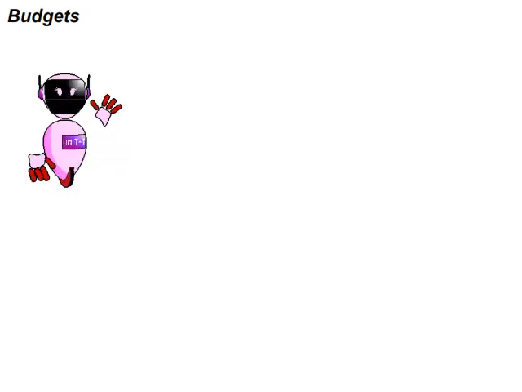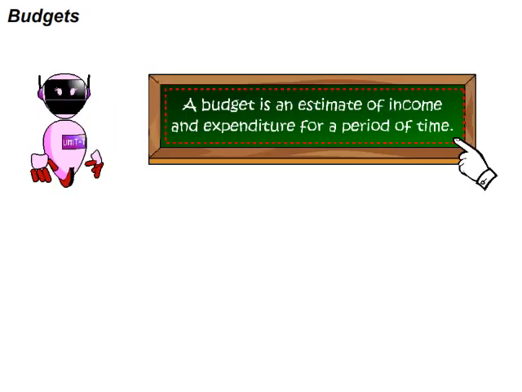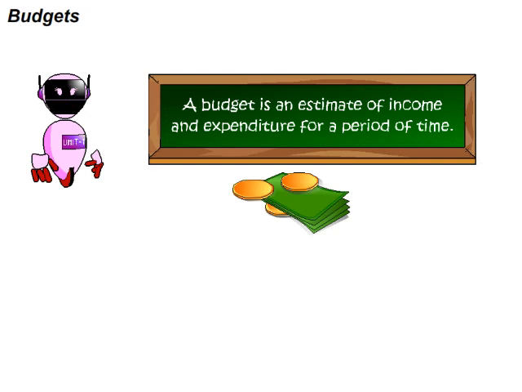Budget. What is a budget? A budget is an estimate of income and expenditure for a period of time. Phoenix, why must we use a budget? Budgeting helps you keep track of all the money you have coming in and all the money you are spending so that you don't overspend and end up with no money.